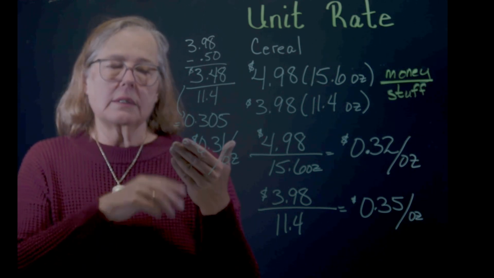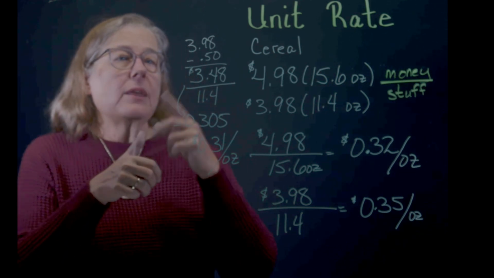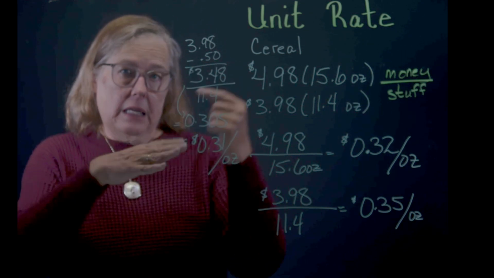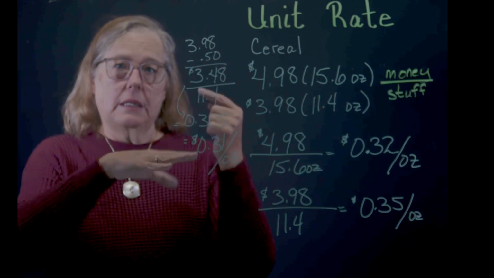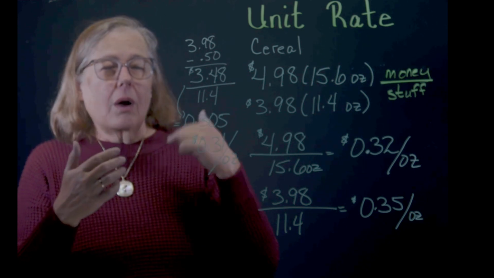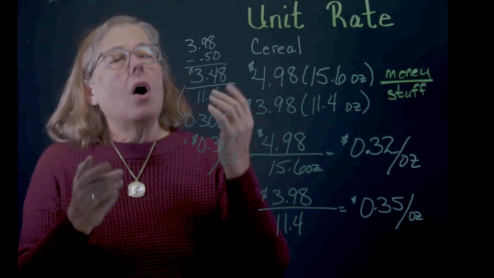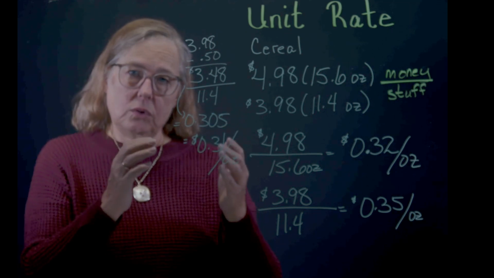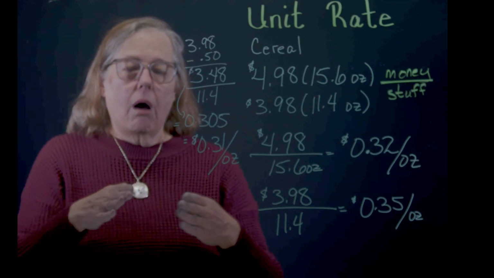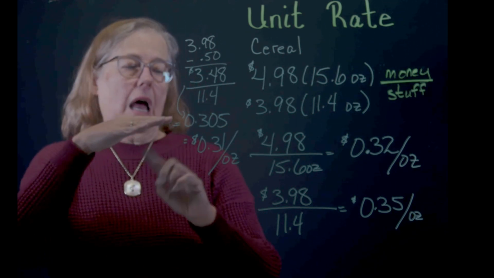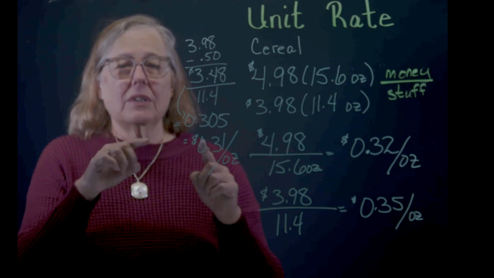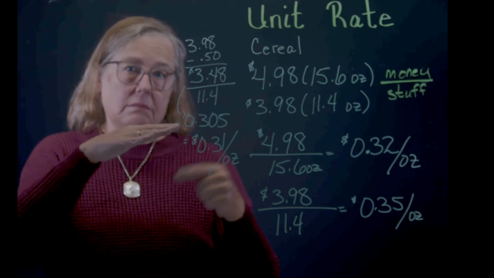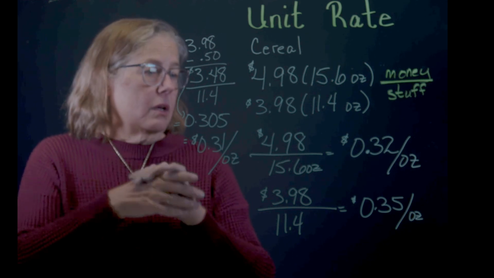All right. I want to show you a few things here. First of all, do you see that if I say money on the top, I'm always going to put money on the top? When I'm comparing how much things cost, almost always we're going to put the money on top. On the bottom, we're going to put ounces or pounds, whatever the different things are that we're comparing. And the money's going to go on top. Things on the bottom.